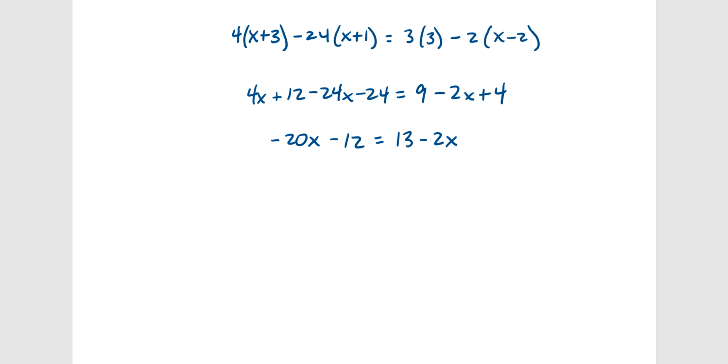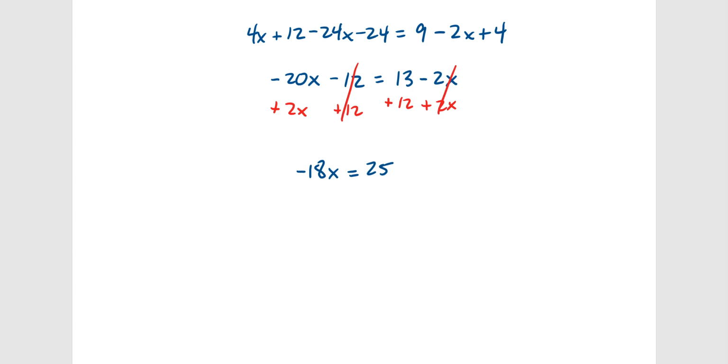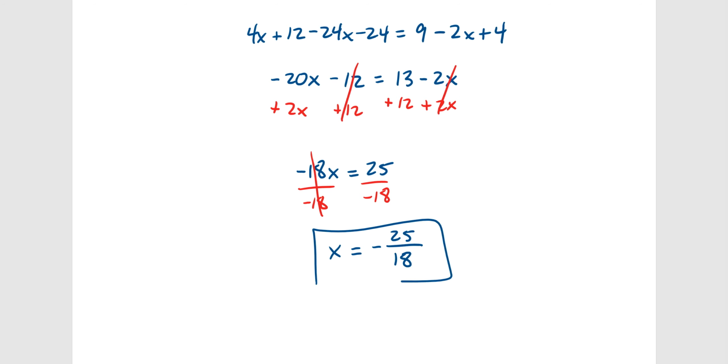And let's get the variables on the left, I guess. Again, it doesn't matter. So I'm going to add 2x. And at the same time, let's get the constants on the right. So we're going to add 12 to the right. So we're going to get negative 20x plus 2x. Negative 20 plus 2 is negative 18x. And then 13 plus 12, we get 25. And the last step here, we're going to divide by negative 18 to cancel it on the left. And it doesn't look like this really simplifies for us, so we get x = -25/18.